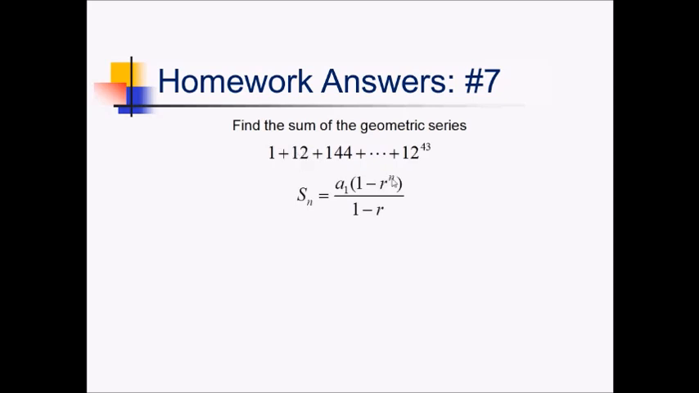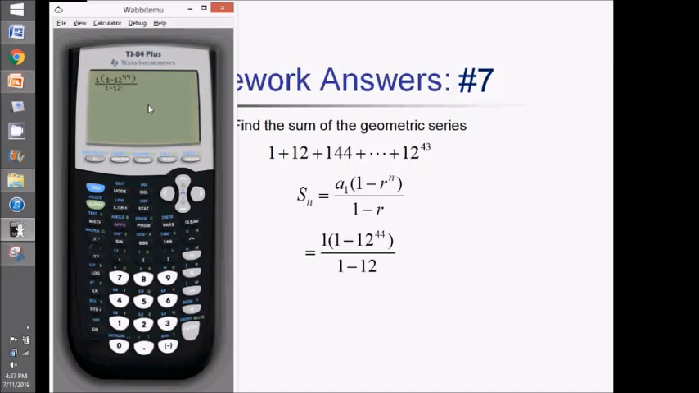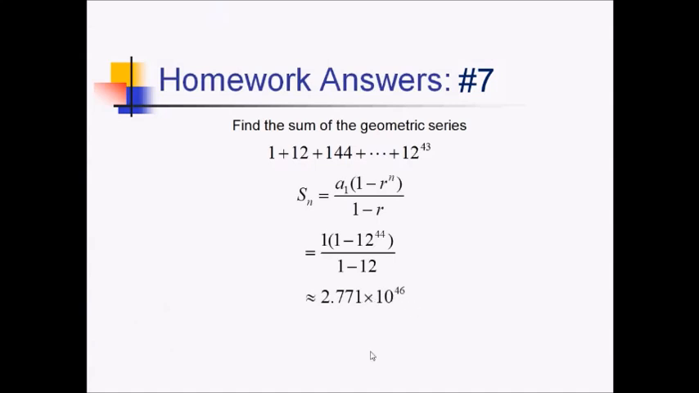And then for n, what's our n value? How many terms are there in this series? You could think of this 1 as really being kind of like 12 to the 0. So if you have 12 to the 43rd as your last term, that means there's actually 44 terms on this one. So when all is said and done then, we have 1 times 1 minus 12 to the 44th all over 1 minus 12. And now for the calculator. So there we go. I highly recommend you use your fancy fraction alpha y equals form when you do this on the calculator. And that comes out to about 2.771 times 10 to the 46th power.